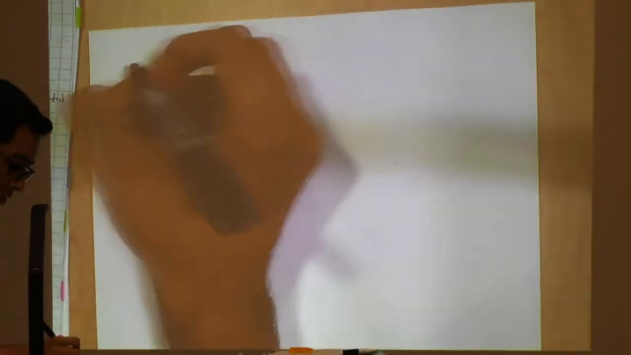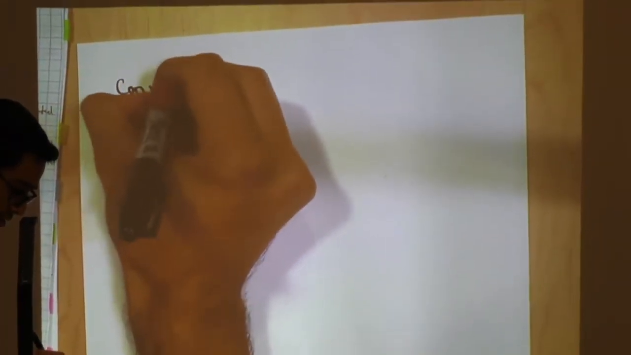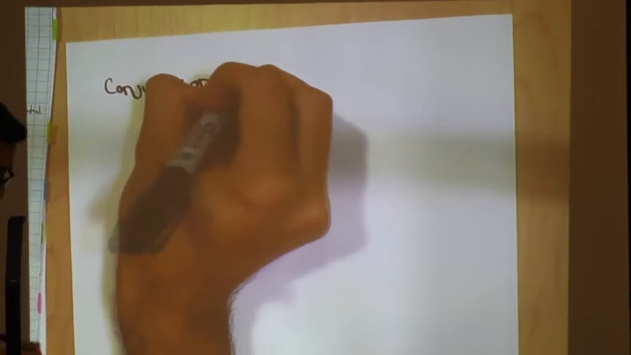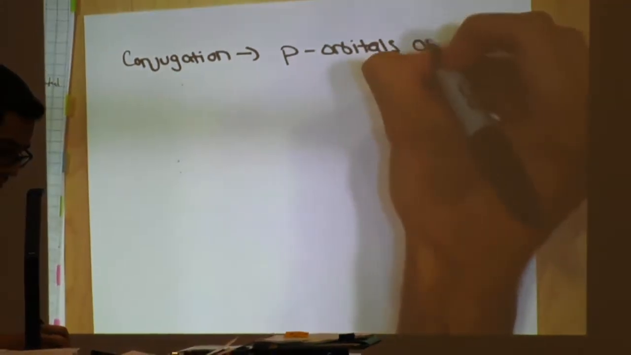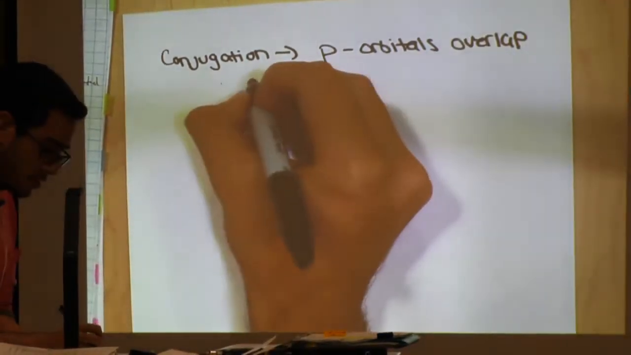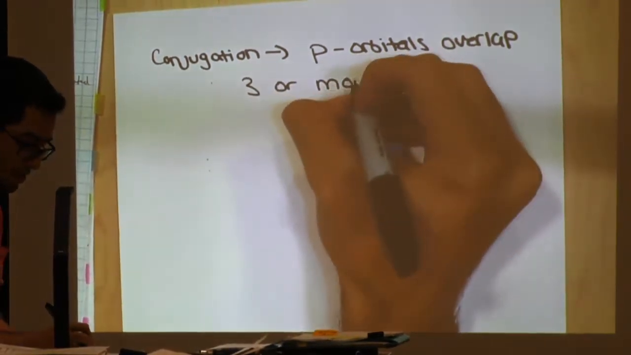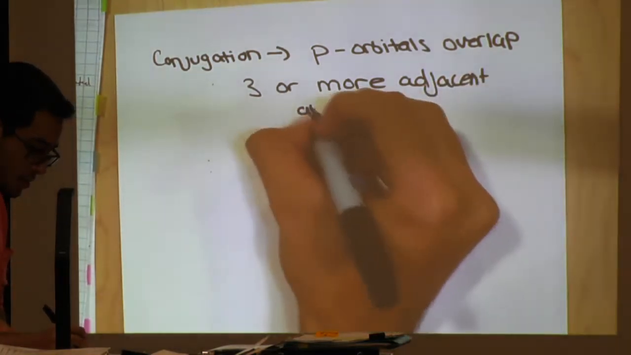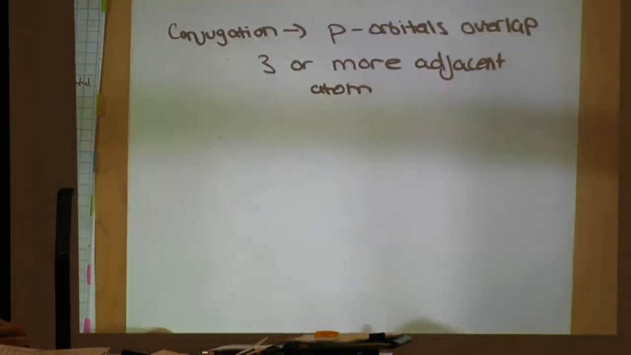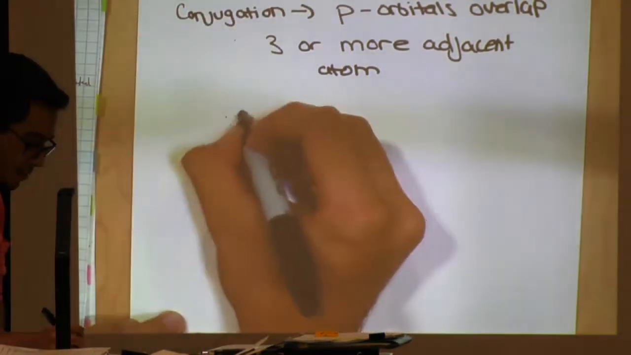So let's start from the top. So the first thing you guys worked on, ideally, was resonance, conjugation, doing your 1,2 and 1,4 additions. So let's start with what conjugation is. So conjugation, in theory, is when the p orbitals overlap, and there are 3 or more adjacent atoms. So essentially, the most familiar position that you guys know is the 1,3-diene, which looks like this.